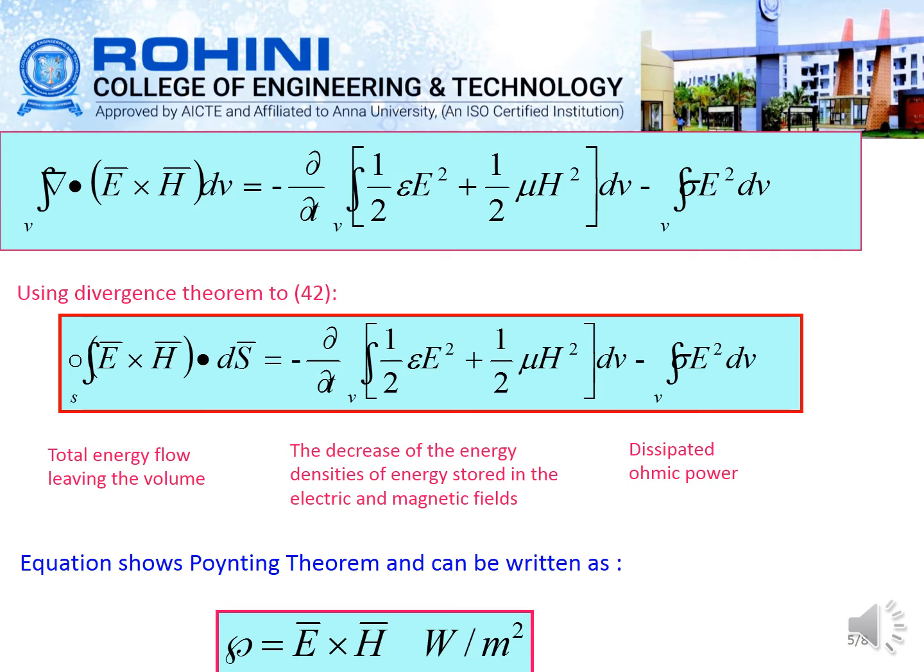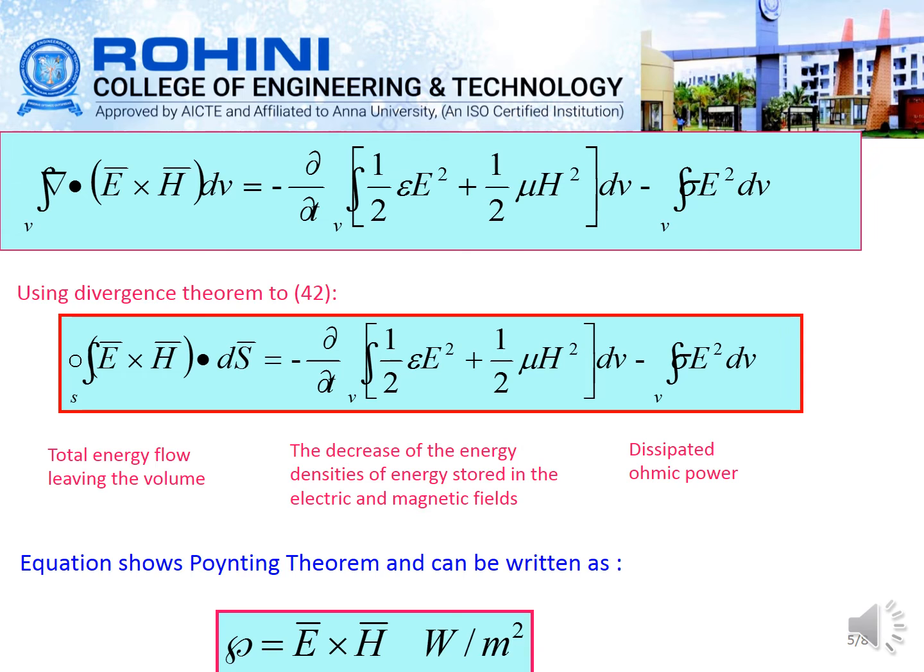E square dV. The first term represents the total energy which is leaving the volume, which we write as the integral of E vector cross H vector dot ds. The second term represents the decrease in the energy stored in the electric and the magnetic field, due to the transfer of energy. The third term represents how much power has been dissipated, which is designated as the integral of sigma into E square dV. From this equation we apply the Poynting theorem.